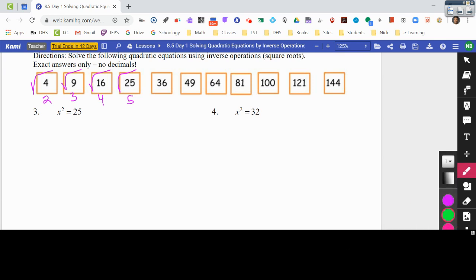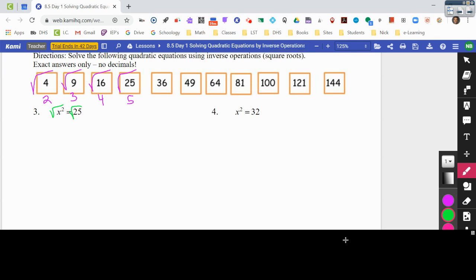So again, I need to isolate my quadratic term. In this case, it is isolated, there's nothing outside of my x squared. So now I'm ready to take the square root of both sides. I do the square root to both sides because a square root undoes a square, just like how addition undoes subtraction, just like how multiplication undoes division. They're inverse operations. So a square root is the inverse operation of a square.